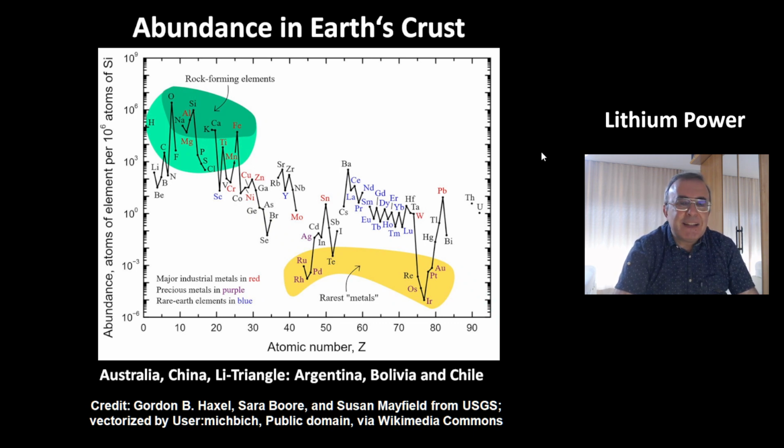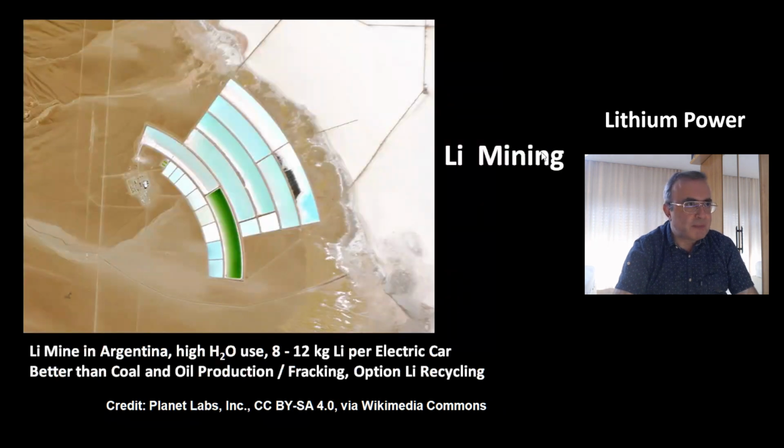Main lithium-producing countries are Australia, China, and the 3 countries of the lithium triangle in South America. That's Argentina, Bolivia, and Chile. This is a picture of the lithium mine in Argentina. Lithium mining is criticized for its high water usage. This criticism is justified. You need 8 to 12 kilogram lithium for 1 electric car.